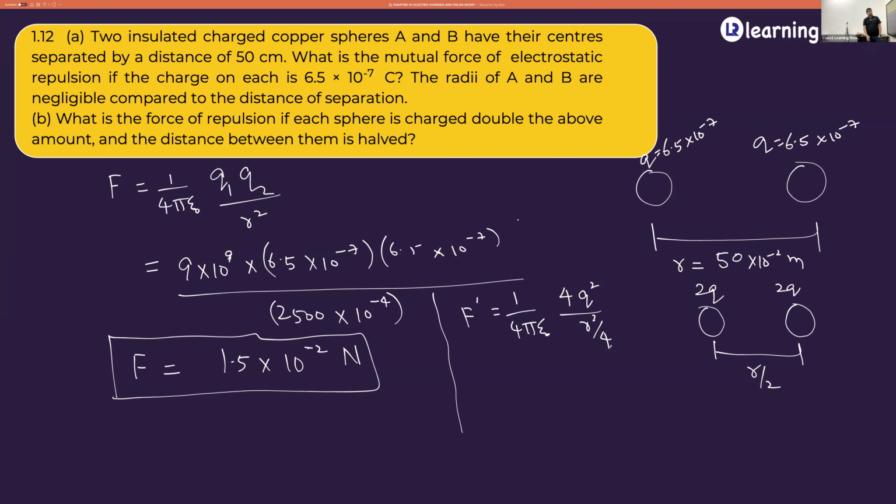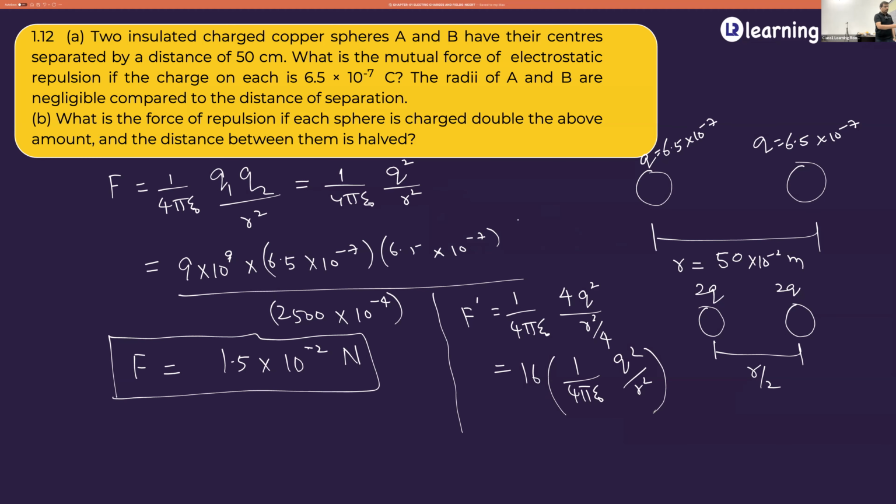Am I clear with this? See, Q is the initial charge. Here, 1 by 4 pi epsilon naught into Q1 into Q2 is basically Q square divided by R square. Now, this is the new scenario, F dash. Observe, can I write this as 16 times 1 by 4 pi epsilon naught into Q square divided by R square?